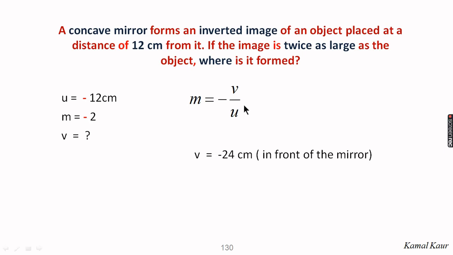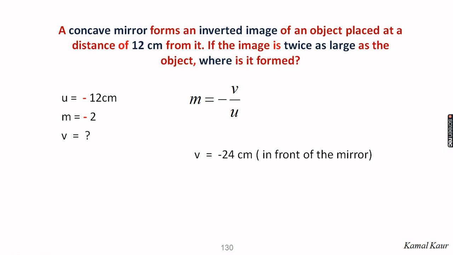So the keywords are, it is a concave mirror, it is forming inverted image, object is at distance of 12 centimeter, image is twice as large as that of object, and we have to find where is the image formed. The next step is we will write all those things which are provided to us in this numerical. First is object distance, which is 12 centimeter, and we know that u is always negative, so we need to put the sign here, minus 12. Magnification is 2. It is clear from this line that image is twice as large. It means magnification is 2.